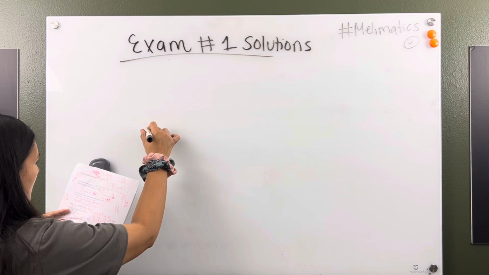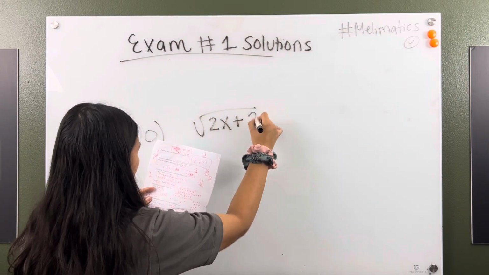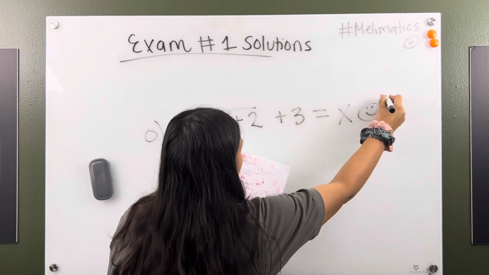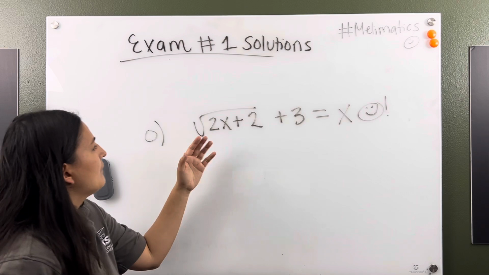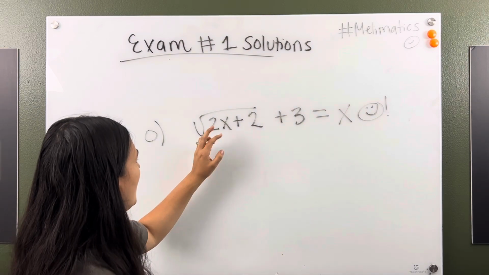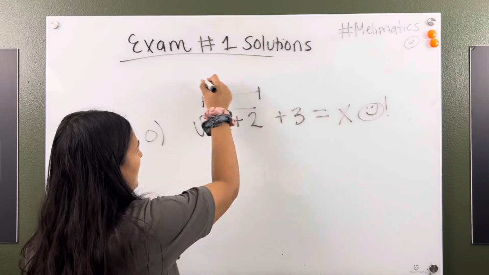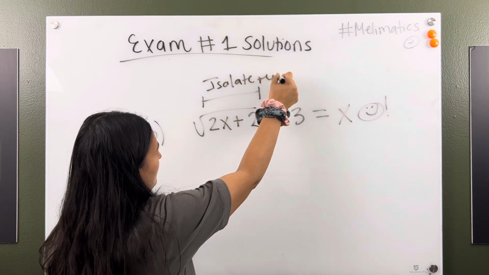Okay, now let's look at one of my favorite topics, radical equations. Okay, can you solve for x? Well, yeah, we could. So we have a square root and we're trying to get the x, right? So what do you do when you're trying to get x? Isolate x, and since the x is inside of the square root, we're gonna isolate the square root, okay?